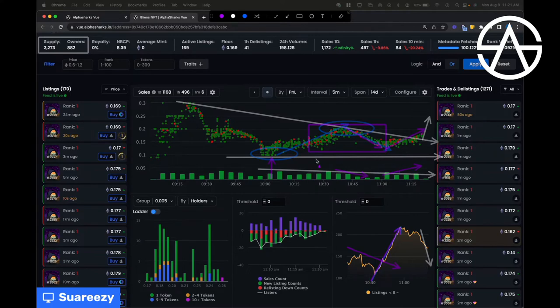So ideally, as long as that 0.1 doesn't get broken, that's a bullish setup at this point, as long as we have the demand to follow this up. If nobody's buying and listings are still going down, this price action still would be retracing at this point because there's no demand coming in. You kind of need an accumulation of factors to get it all to work out. Hope that helped out.